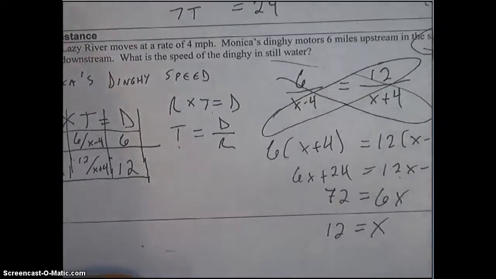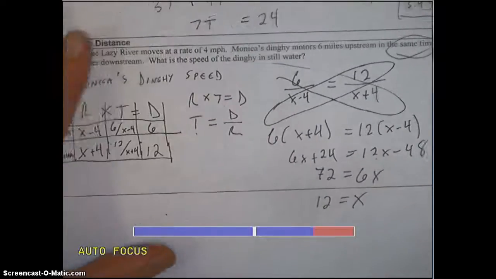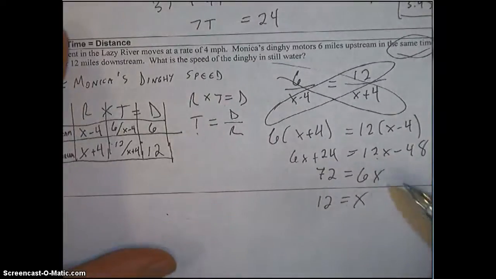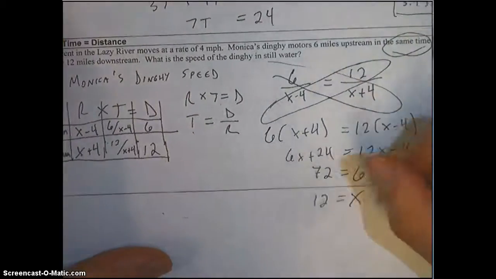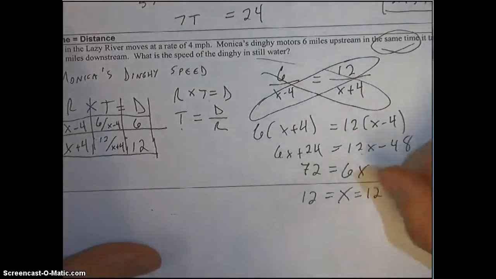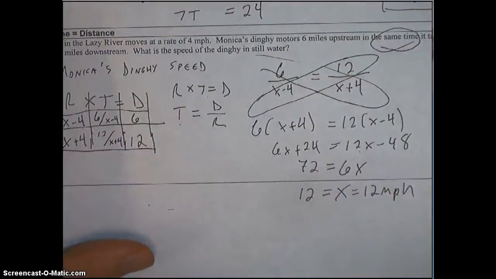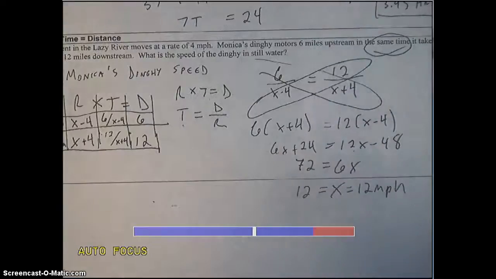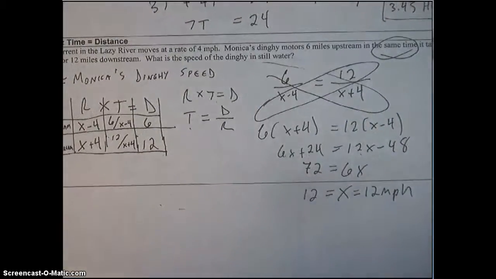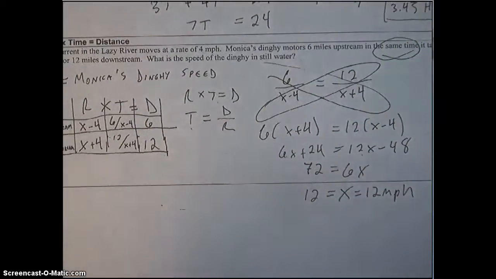Now, don't forget your units here. That's not just 12, that's 12 miles per hour. And that's how you solve that problem. Now, that's the three kinds of problems that you're going to deal with these rationals. The three kinds of word problems.